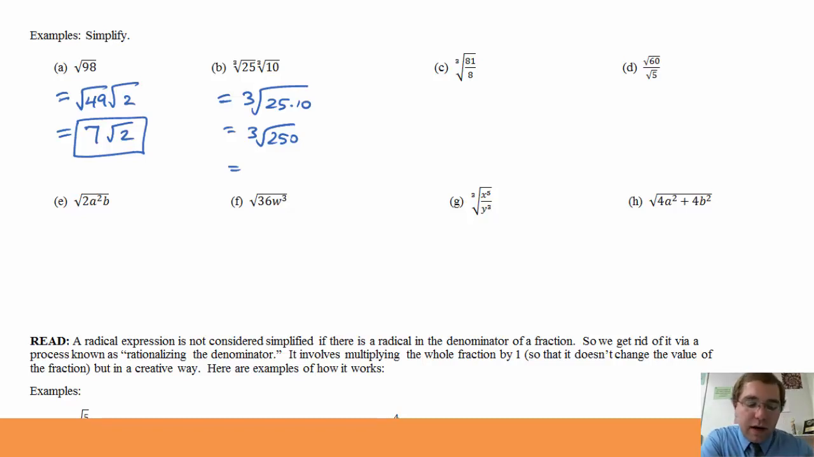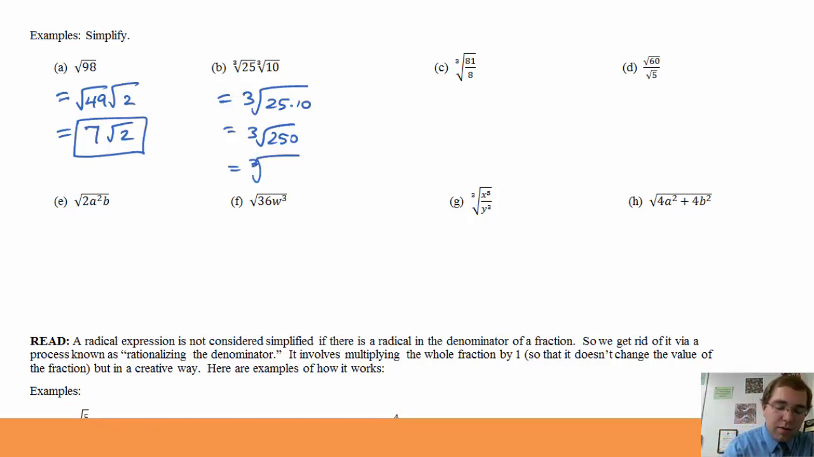The cube root of 25 times the cube root of 10, that's the same as the cube root of 25 times 10, which is the cube root of 250. Okay? Well, that's not simplified if there is a number I know the cube root of that goes into 250, and there happens to be one.